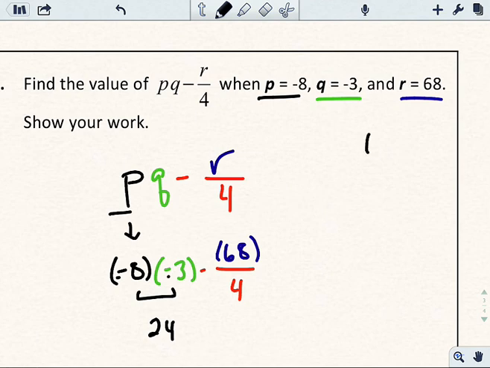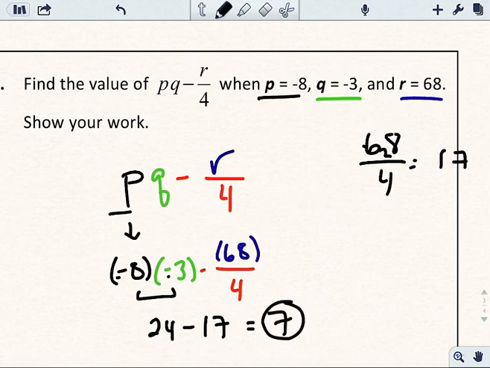68 divided by 4. Let's work that out right here. 4 goes into 6 once, remainder of 2. 4 goes into 28 7 times. So 68 divided by 4 is 17. 24 minus 17, I believe, gives you a 7.